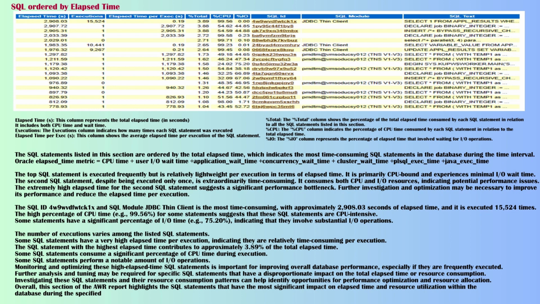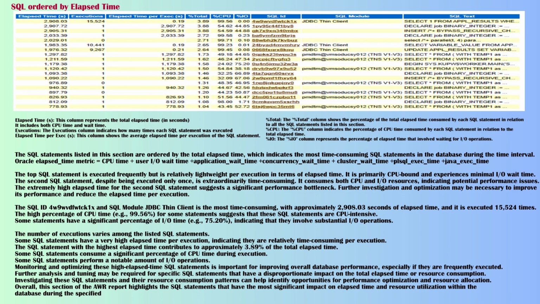Some SQL statements consume a significant percentage of CPU time during execution. Some SQL statements perform a notable amount of I/O operations. Monitoring and optimizing these high elapsed time SQL statements is important for improving overall database performance, especially if they are frequently executed. Further analysis and tuning may be required for specific SQL statements that have a disproportionate impact on the total elapsed time or resource consumption.